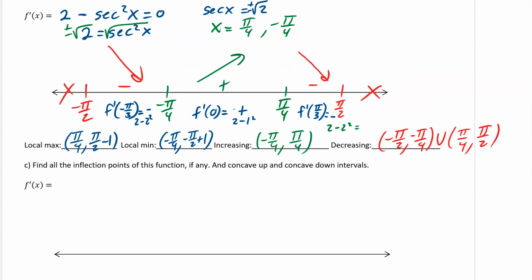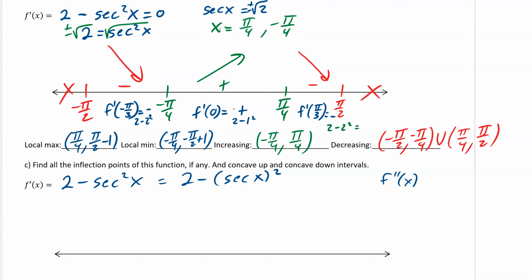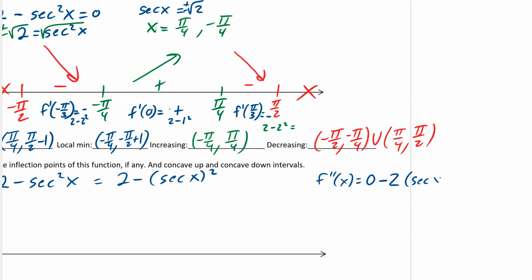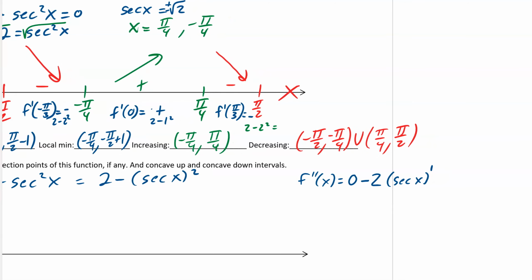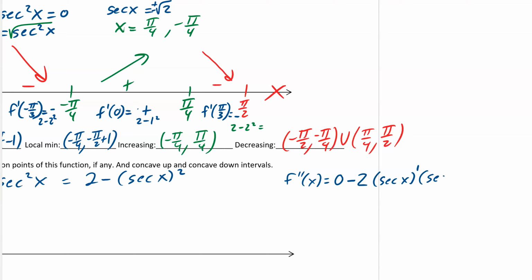Okay, so we're going to take that 2 minus secant squared x and rewrite it here. And that's 2 minus, in parentheses, secant x squared. So we're going to have to use the chain rule. So I'm going to do f prime on the side over here. F double prime now would be 0 minus, and then 2 secant x to the 1 times the derivative of the inside. So what is the derivative of secant x? That's secant x tangent x. So our f double prime of x is equal to negative 2 secant squared x tangent x, and then we set it equal to 0.